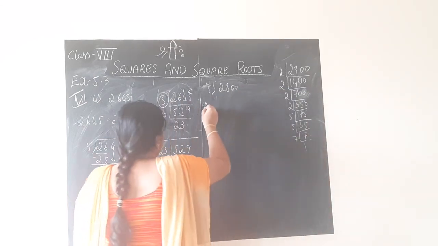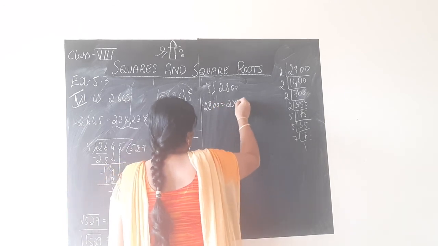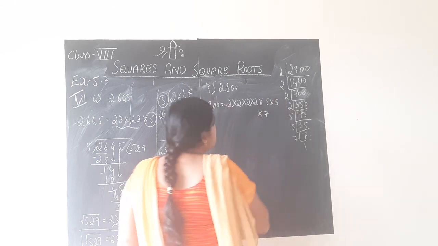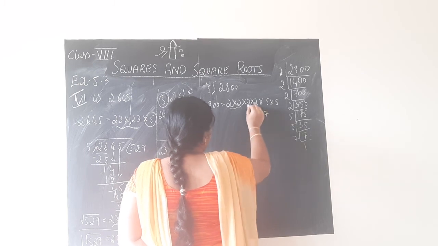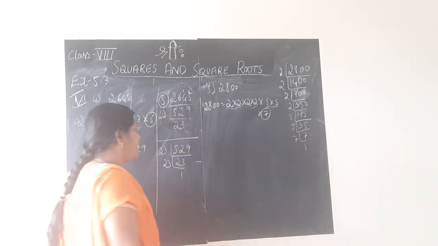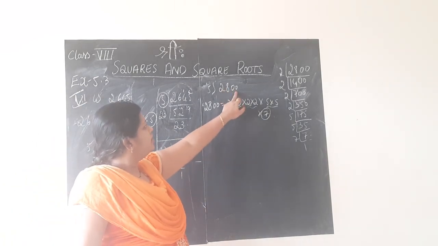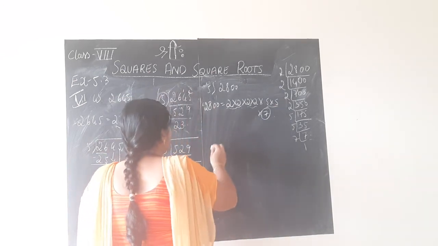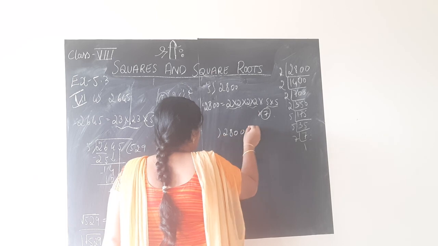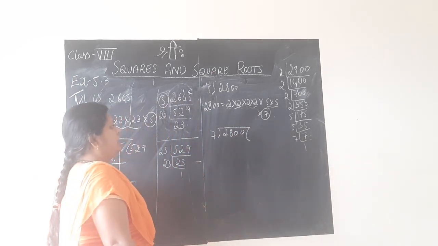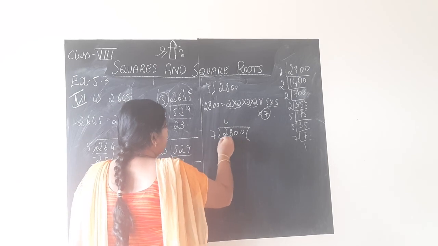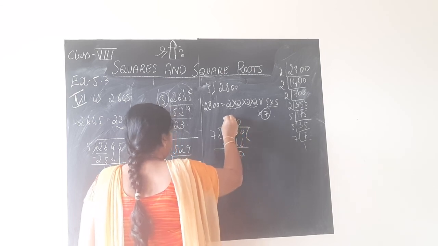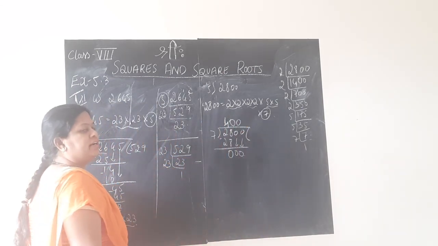Now if you observe, children, we got 2800 is equal to 2 into 2 into 2 into 2 into 5 into 5 into 7. So, the others are in pairs, but 7 is not in a pair. So 2800 has to be divided by 7 in order to make it a perfect square. After that, we shall divide 2800 by 7. So we clearly know that 7 fours is 28. So 28 minus 28, 0. So two zeros are remaining.